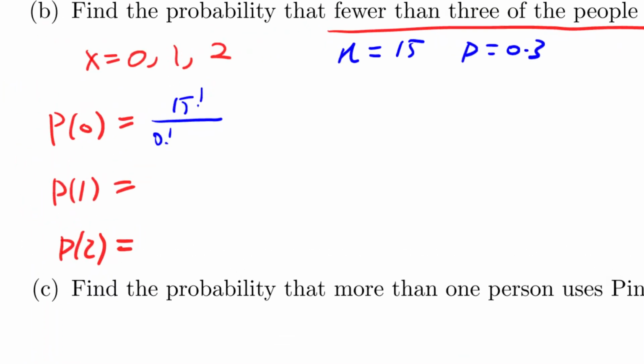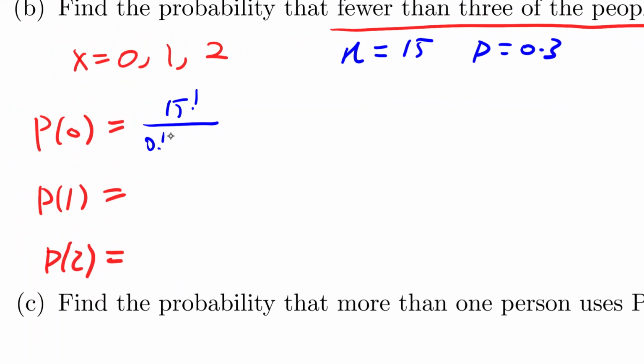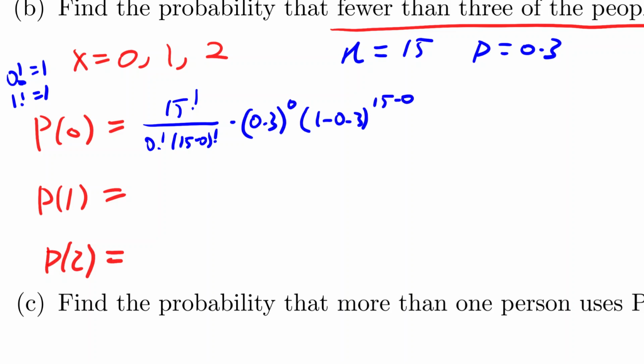Let me actually zoom in to write it better. Times 15 minus 0 factorial. 0 factorial is actually 1. So that's something you have to remember: 0 factorial is 1. 1 factorial is also 1. Multiply by 0.3 to the 0 power, and times 1 minus 0.3 to the 15 minus 0 power. Let me highlight the parts that are changing. These are 0. These are the x, where the x goes. Right? Everything else stays the same in the next formula.